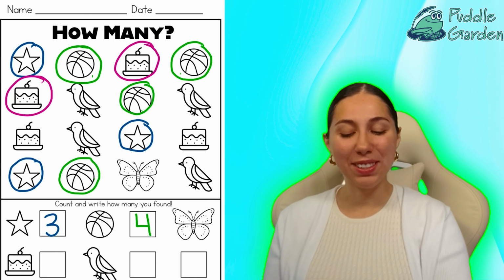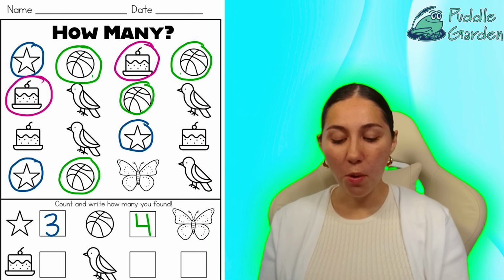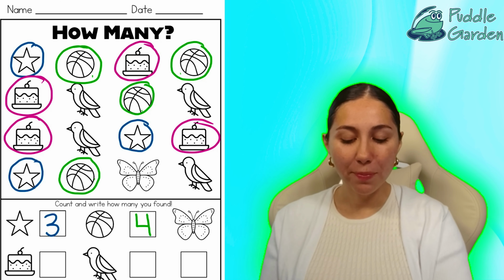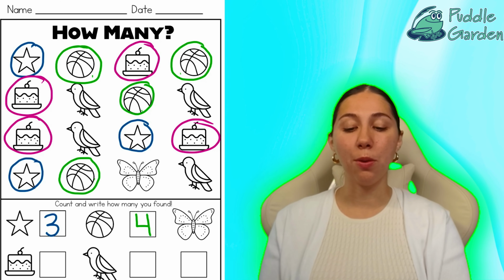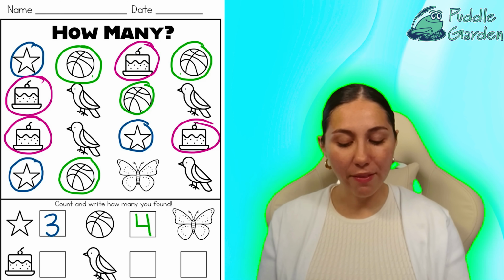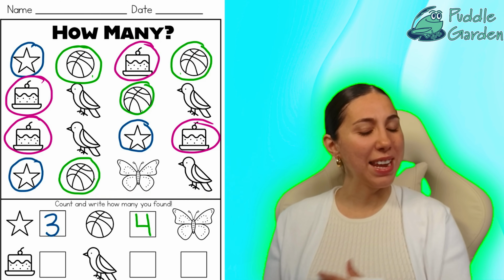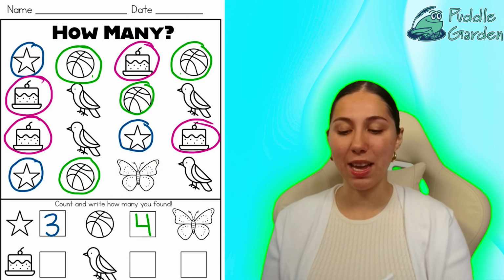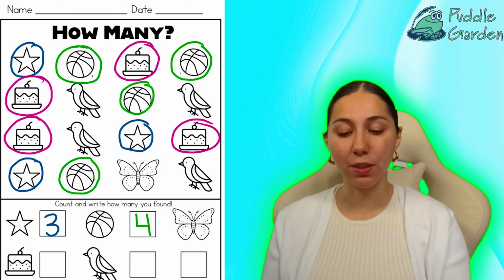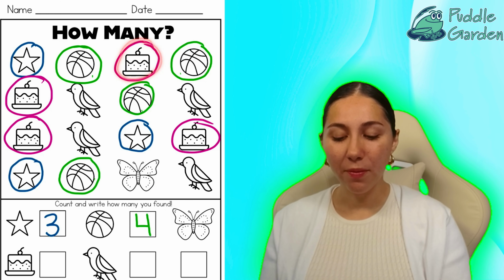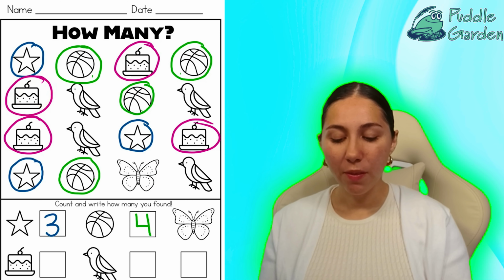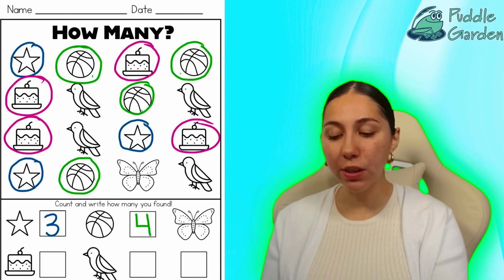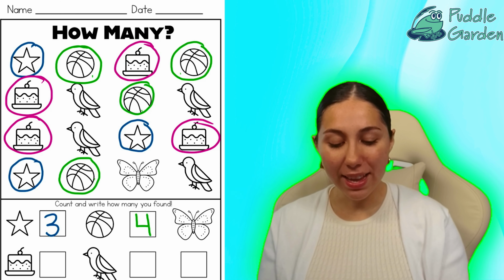What about in the next row? Oh, in the next row we have 2 more. What about in our bottom row? Are there any cakes in the bottom row? No, no cakes there. So let's go in and count up our pink circles. I see 1, 2, 3, and 4. So we're gonna do our 4 again.